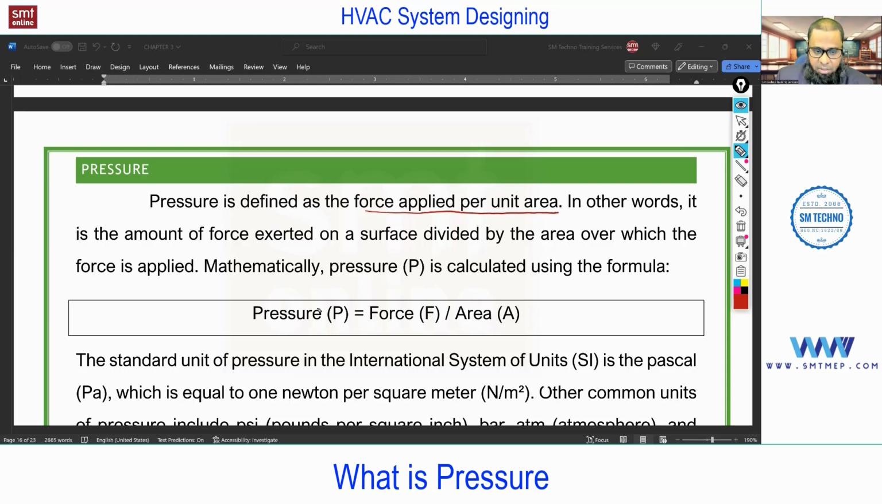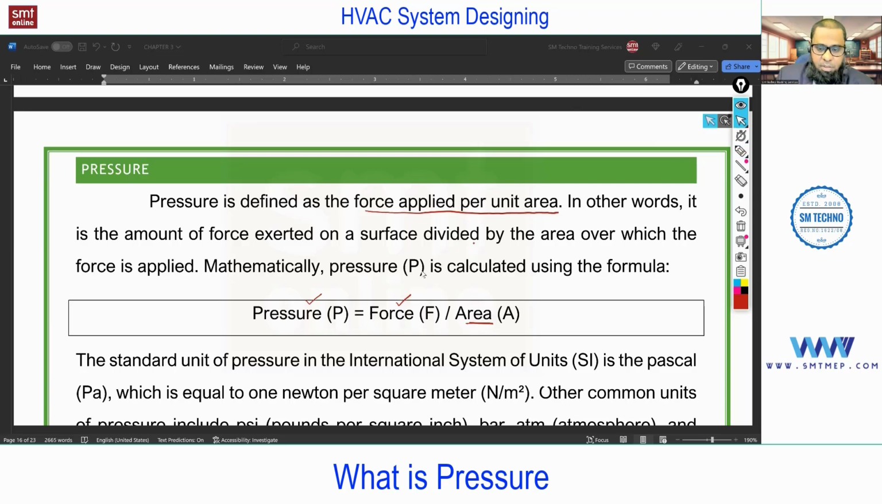Okay, mathematically, pressure P is what? Force per unit area. By default we'll consider unit area, so we will not consider the total area. Unit area can be a square mm, a square centimeter, a square meter, or a square foot. So when you consider a unit area, then we can consider it as a pressure. Further we'll try to understand the concept.